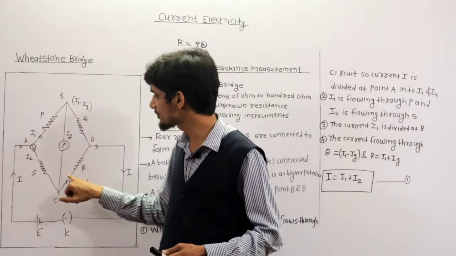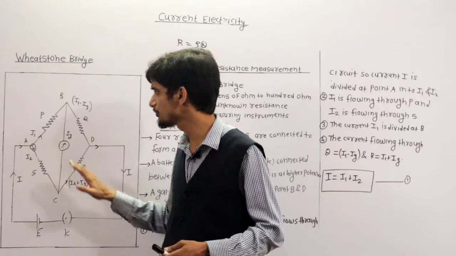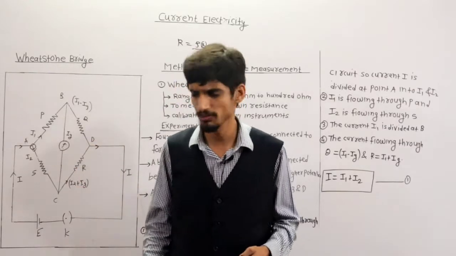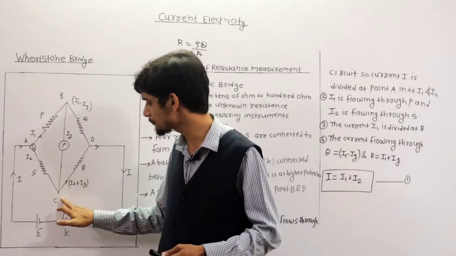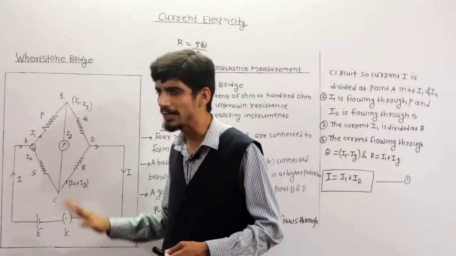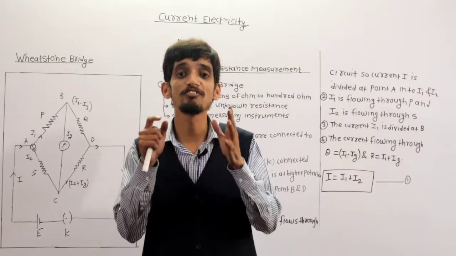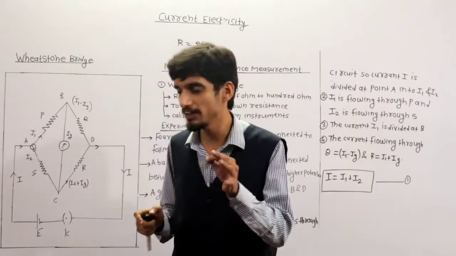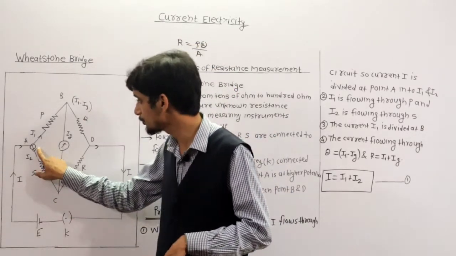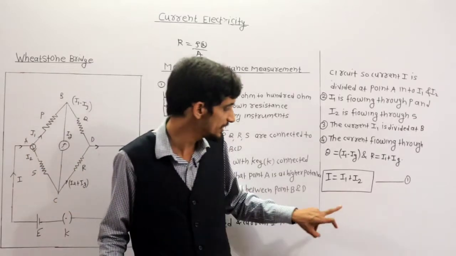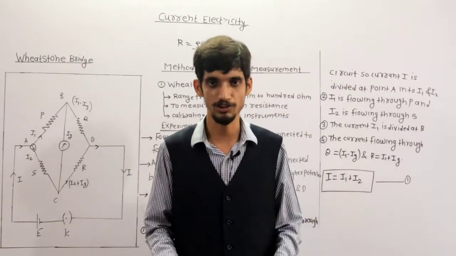Again at point B, current is divided into two parts. So I1 minus Ig flows into BD and Ig flows into the galvanometer. In a similar manner, I2 is divided at point C into I2 plus Ig and Ig. Clear? So this is an experimental setup of the Wheatstone bridge network. And the last point I already discussed with you, that is, total incoming current I is equal to I1 plus Ig.